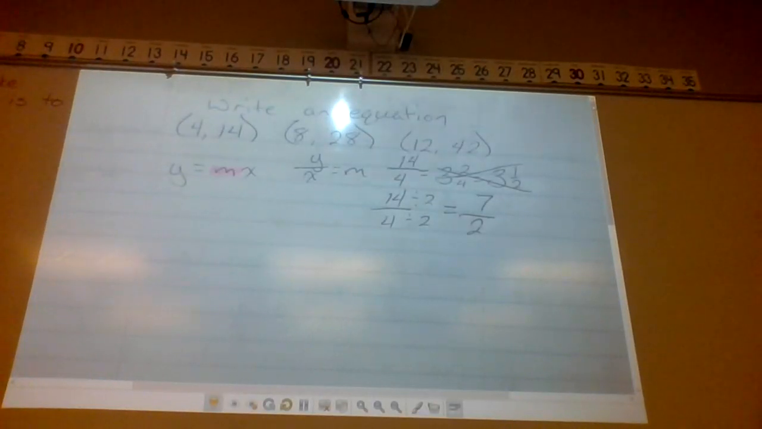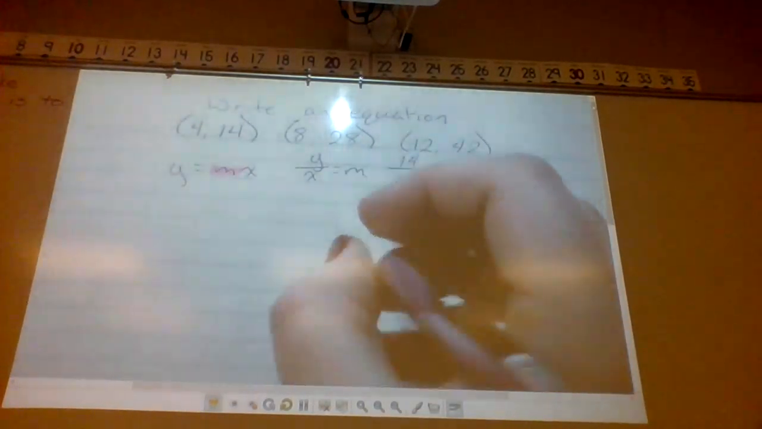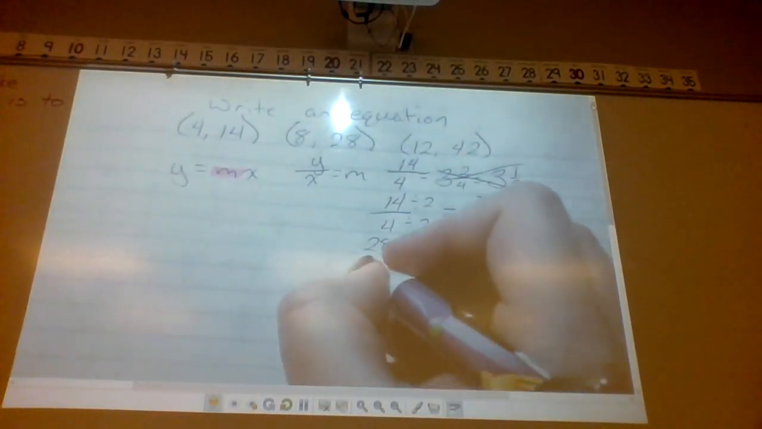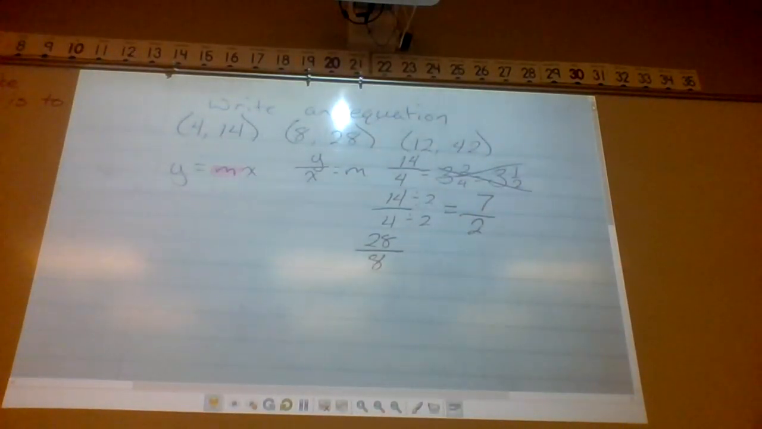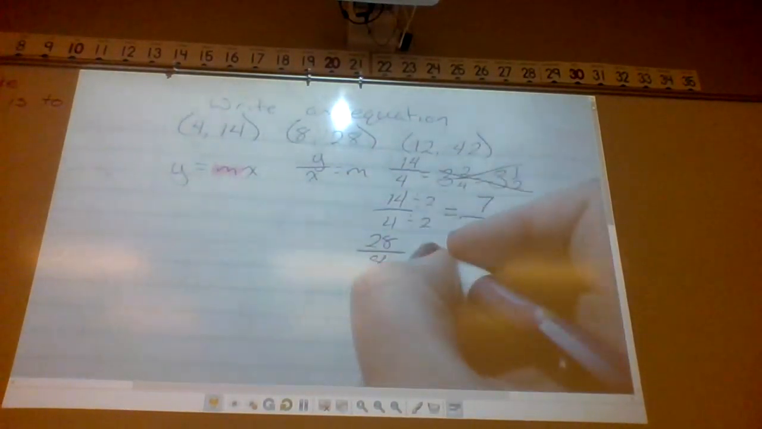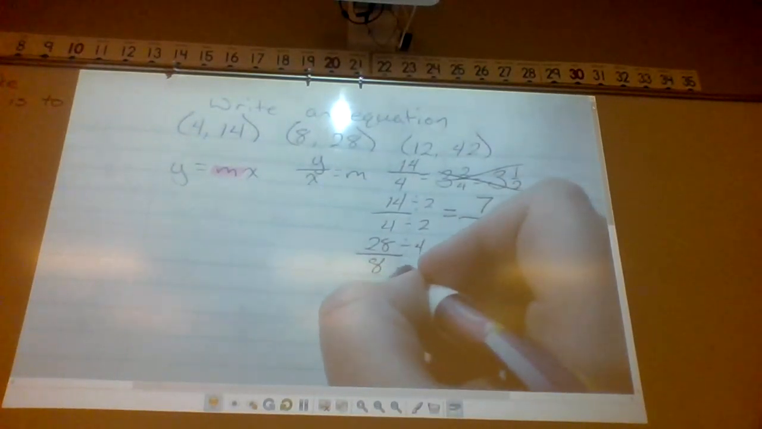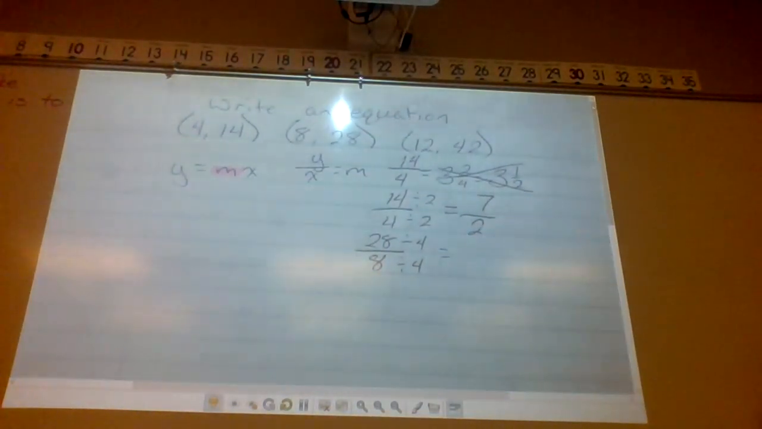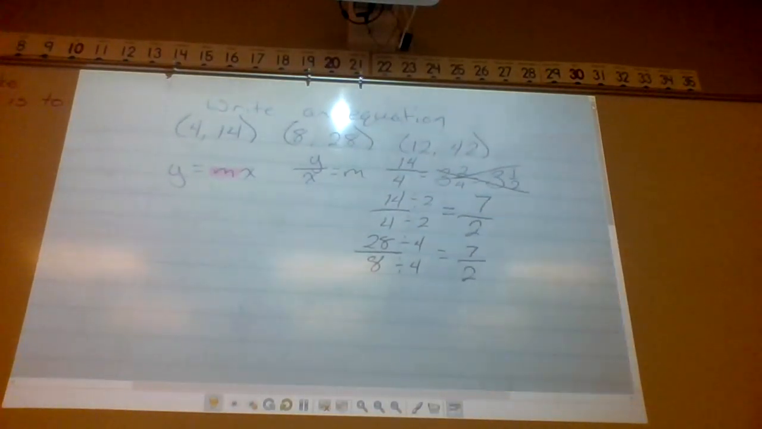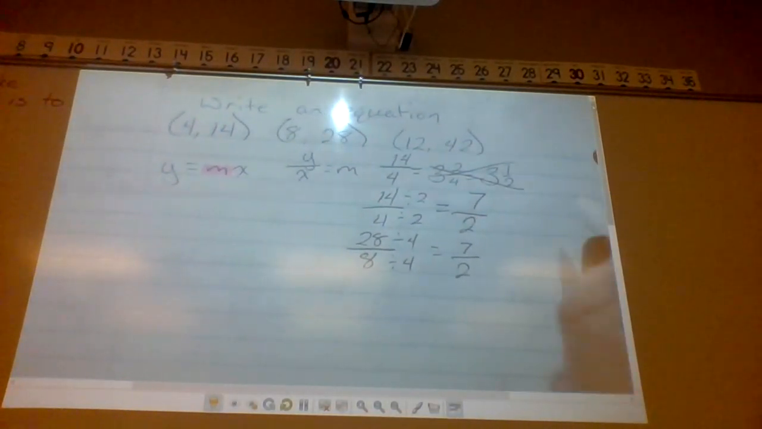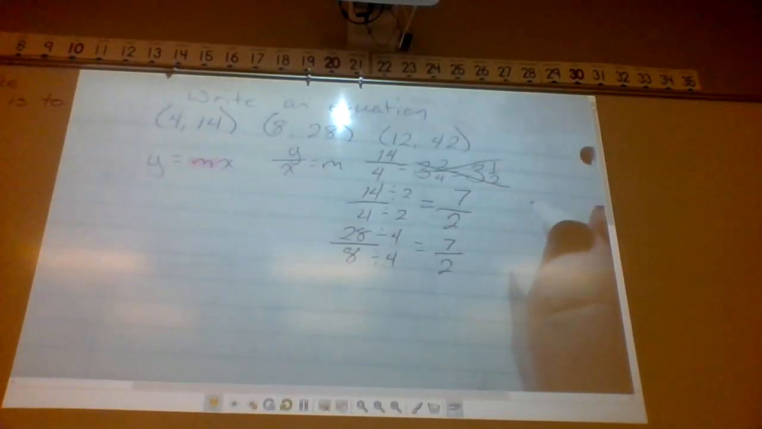Okay? So let's try the next one. What is our next ordered pair? 28 over 8. What can go into both 28 and 8? 4. Let's divide them both by 4. What's 28 divided by 4? 7. 8 divided by 4. 2. What's our last ordered pair? 7 over 2.